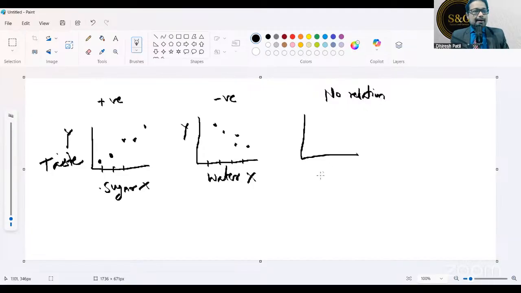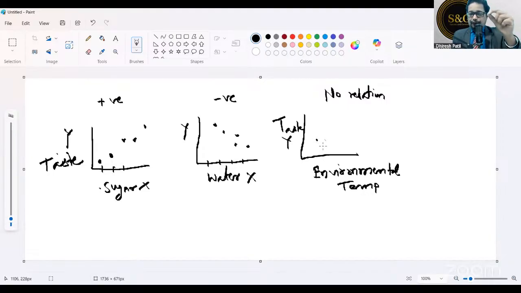Okay. Let's say the example is environmental temperature, or surrounding temperature, and the taste of the tea, right? So if I collect the data of the temperature and the taste of the tea, I will get a pattern like this. So I may not find a relationship between environmental temperature and the taste.